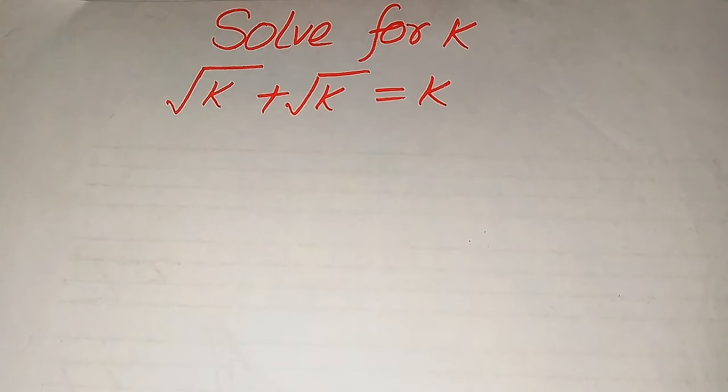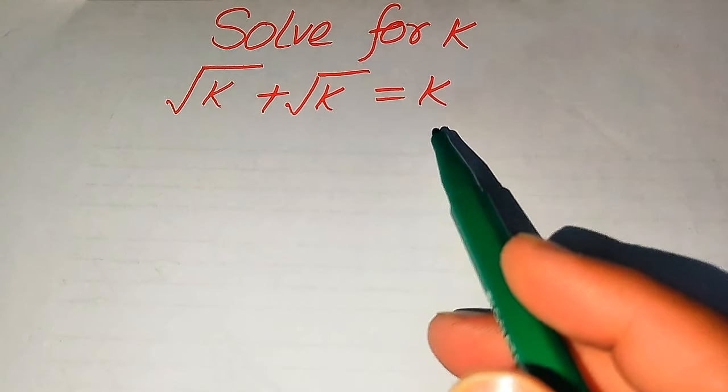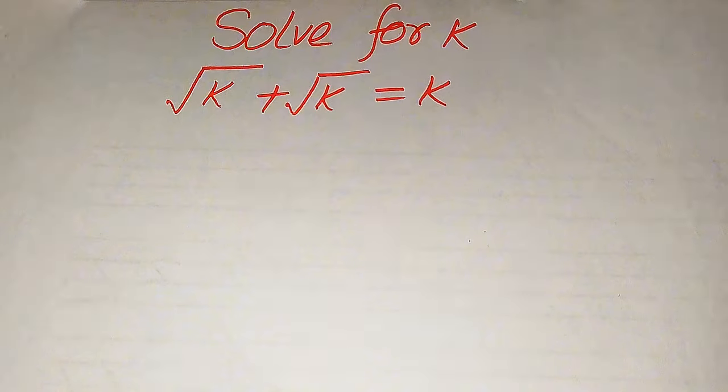Hello everyone, how to solve this problem: for the values of k, if we have square root of k plus square root of k is equal to k, and we solve this problem for all the values of k. So we solve this problem with two methods.